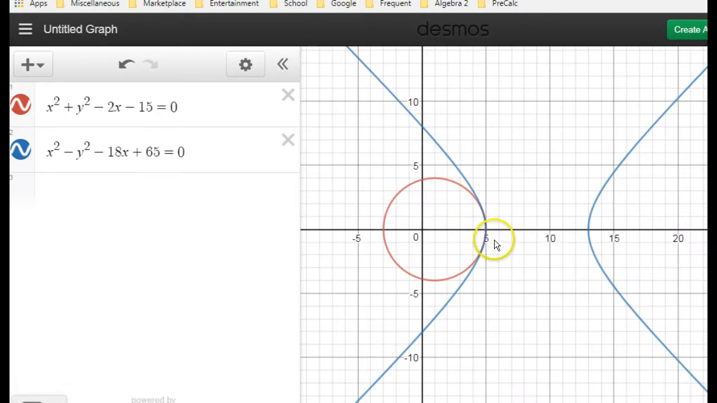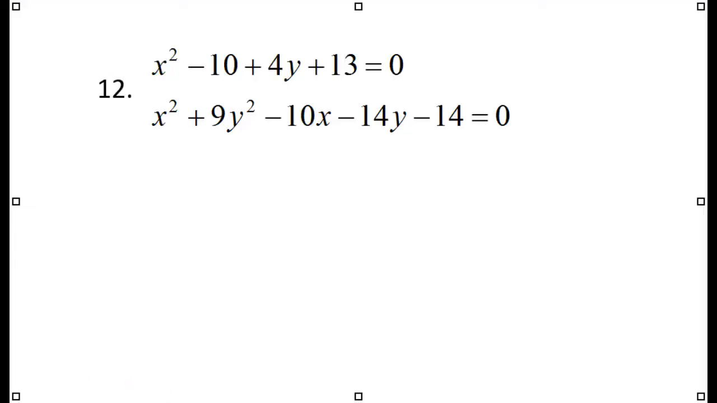So take a look and behold. You see the blue hyperbola and then the red circle. And they seem to be touching just at this one point right here, the point 5 comma 0, the same point that we found when we solved this by hand. That is pretty neat. I know what you're thinking. Can we please do one more?